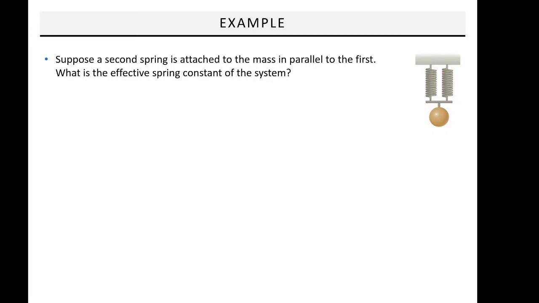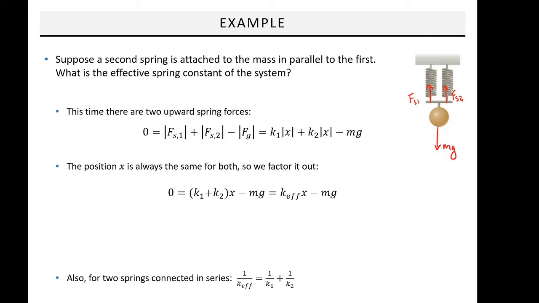You have gravity pulling downward with a force of mg, and then you have two spring forces pulling upward. The first we'll label Fs1, and the second we'll call Fs2. Now, if you were to balance these forces and use Newton's second law, you would find that 0 is equal to Fs1 plus Fs2 minus Fg. Then plugging in Hooke's law and mg for gravity, you'll find the equation on the right-hand side.